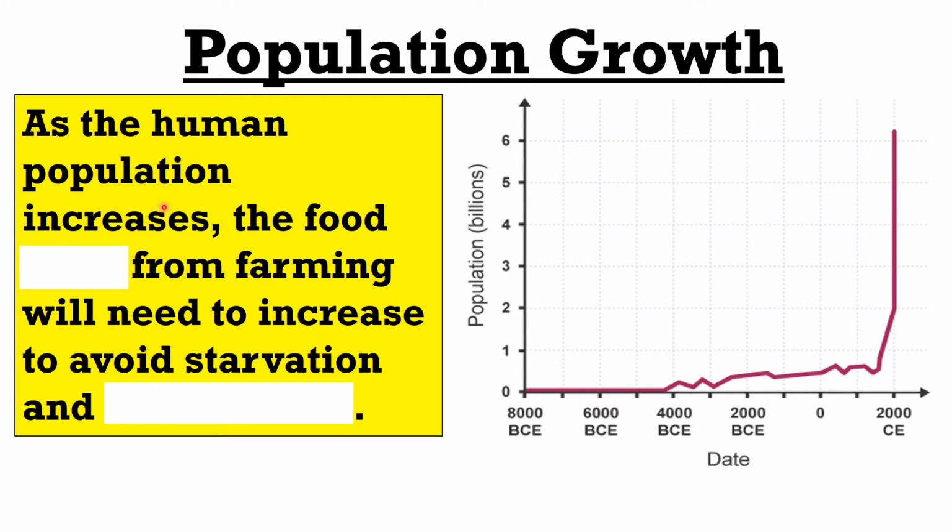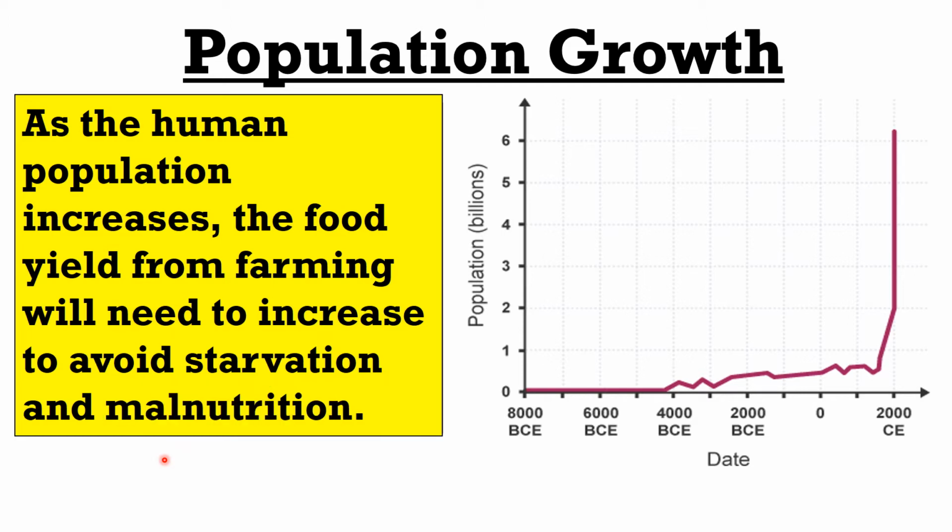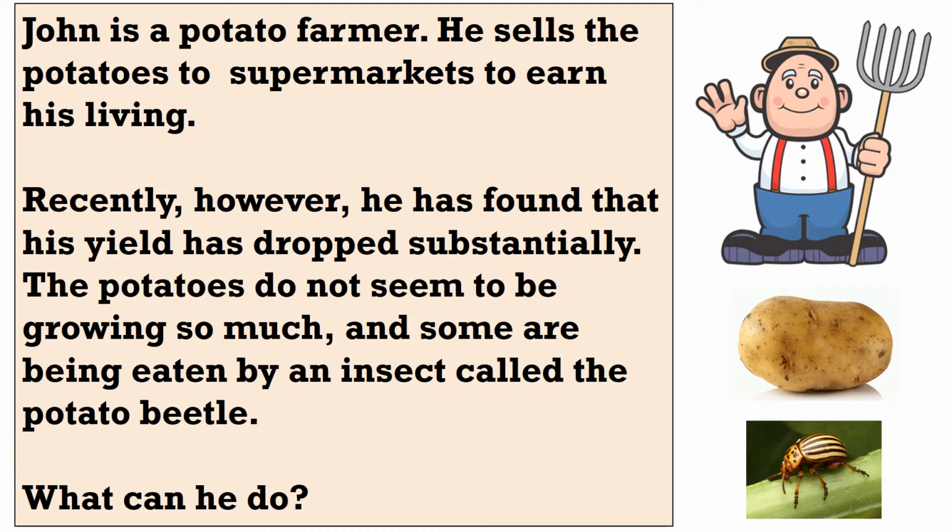So as the human population increases, the food yield, so this is a word you're going to use here, the yield from farming will need to increase to avoid starvation and malnutrition as well. So it's not just necessarily people are going to starve, they just can't get from the food available to them the nutrition that is required. So numbers of people are going up, which is going to be a challenge.